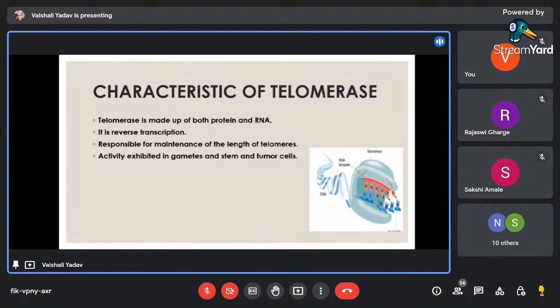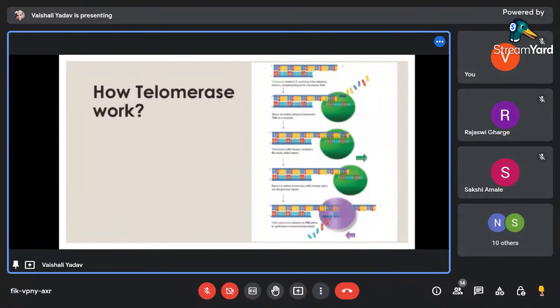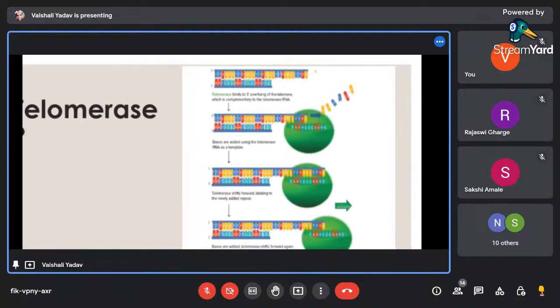Characteristics of telomerase: Telomerase is made up of both protein and RNA. It is a reverse transcriptase responsible for maintenance of the length of telomeres. Activity is exhibited in gametes, stem cells, and tumor cells. How do telomeres work? Here is a diagram.